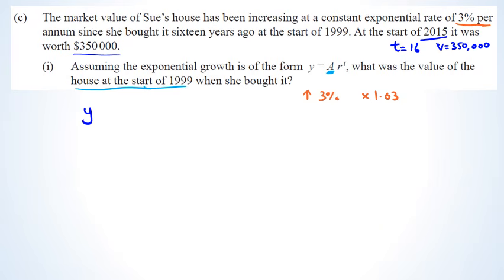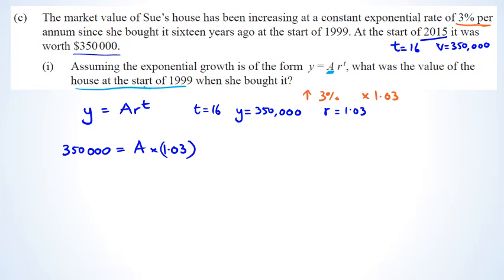Let's see what components we actually have. We need y equals A r^t. We know that when t is equal to 16, y is equal to 350,000. We also know the rate, which is 1.03. It's just a matter of putting this all in the equation. So we've got 350,000 equals A multiplied by 1.03 to the power of 16, which means A is equal to 350,000 divided by 1.03 to the power of 16. When you do this, you get a value of $218,108.